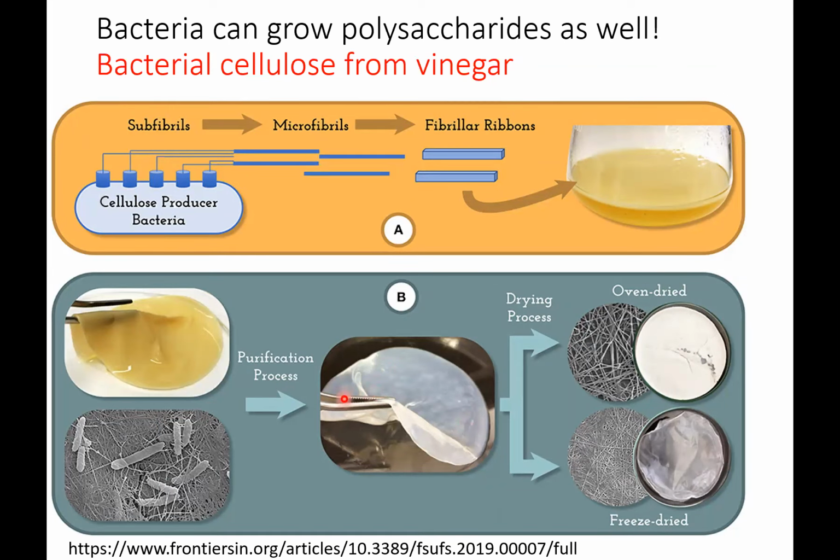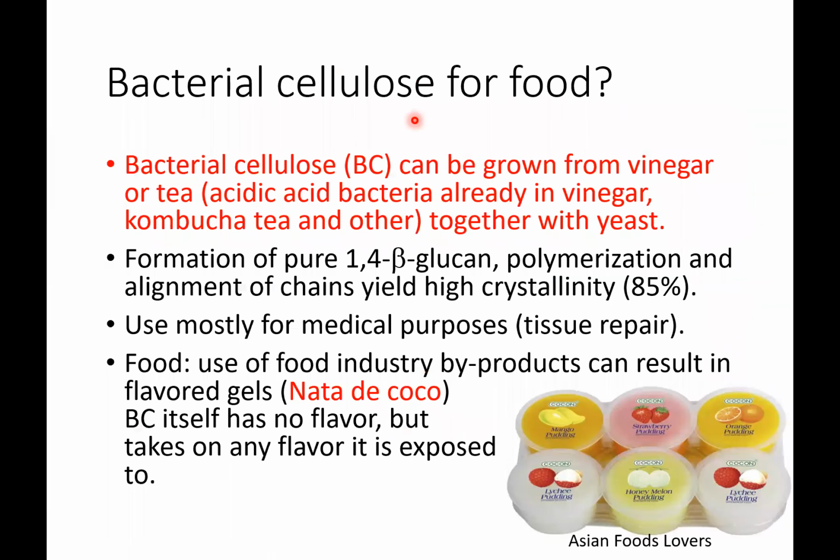You can make these into clothing, by the way. You can look it up. There's a website of the London Museum, and you can make this into clothing that looks like parchment. You just cannot get into the rain because it suffers. It will shrink in the rain. So nevertheless, you can make cellulose, bacterial cellulose, and that cellulose you can also eat. It is used in nata de coco, and I'm sure you've seen these. I think you have those in Indonesia too.